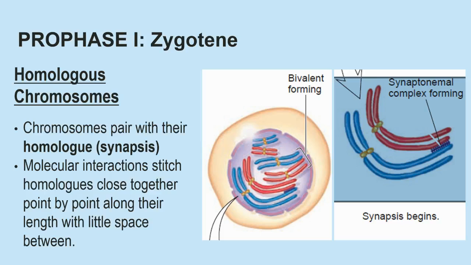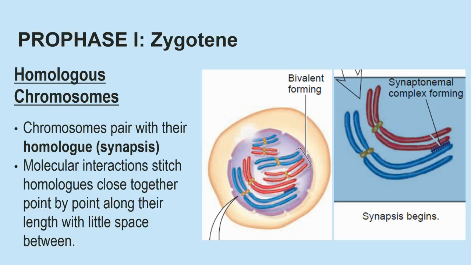Ano po bang meron kay zygotin? The homologous chromosomes. So the chromosomes pair with their homologue or the synapses. Molecular interactions stitch homologues close together point by point along their length with little space between. So in zygotin, synapsis begins.